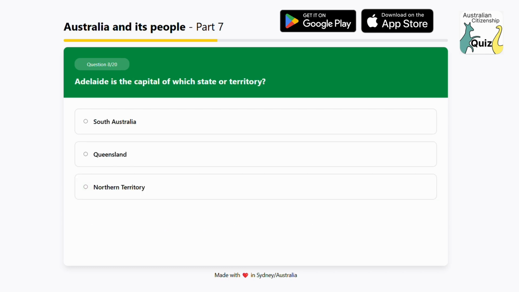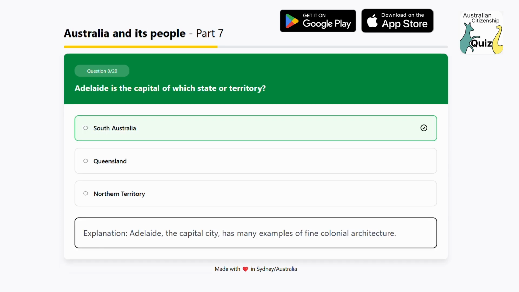Adelaide is the capital of which state or territory? Option 1, South Australia. Option 2, Queensland. Option 3, Northern Territory. The answer is South Australia. Explanation: Adelaide, the capital city, has many examples of fine colonial architecture.